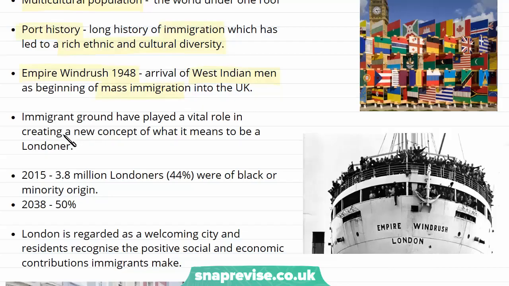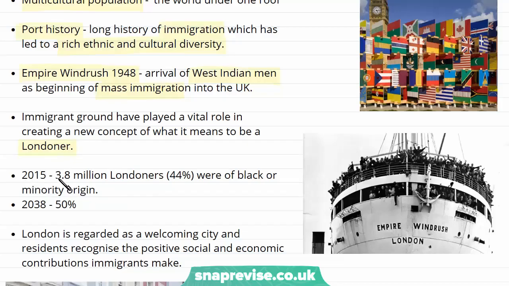So immigrants have played a vital role in creating new concepts of what it means to be a Londoner. So Londoner doesn't mean someone that has to necessarily be white and British, but a Londoner can be someone from any country in the world who shares a sense of belonging to the space of London.